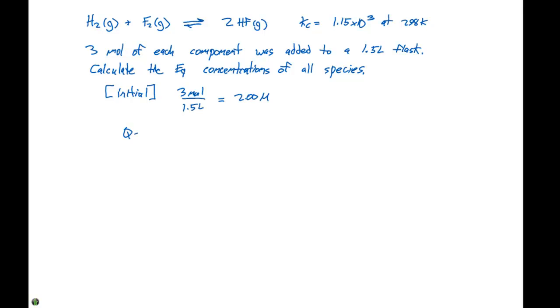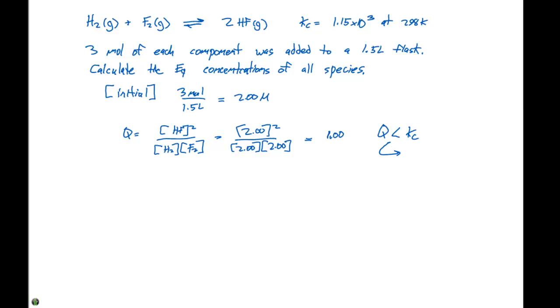So if we set up our Q expression, it's going to be products, which is the concentration of HF squared, divided by the concentration of the reactants. So this is going to be 2.00 squared divided by 2.00 to the first power times 2.00 also to the first power. So our Q is going to equal 1.00. So in this case, Q is less than the Kc, which tells us that the equilibrium needs to shift over to the right to reach equilibrium.